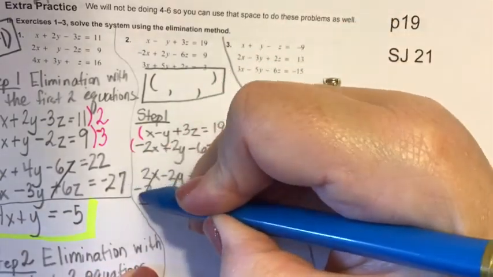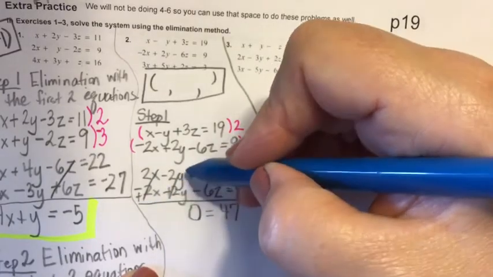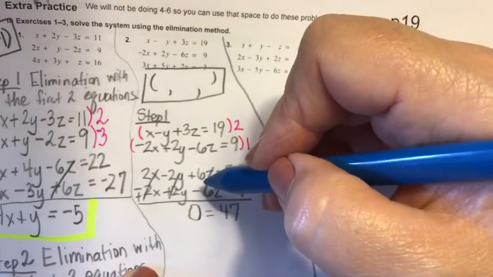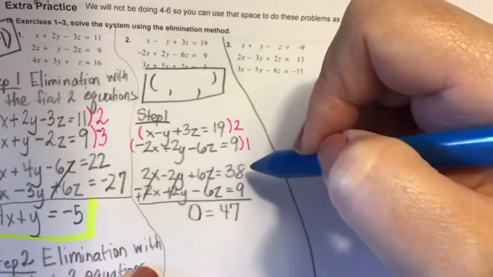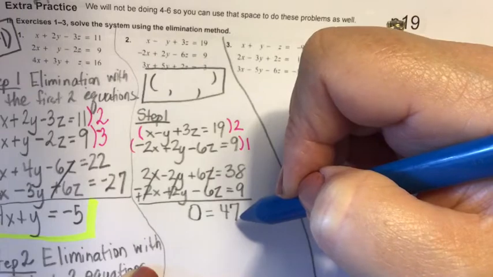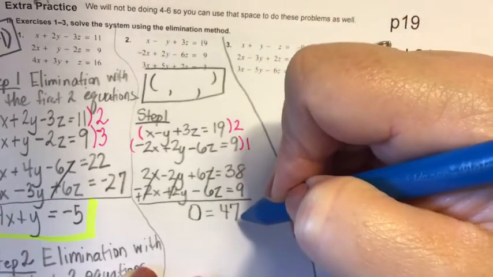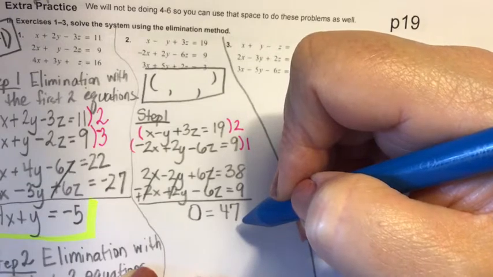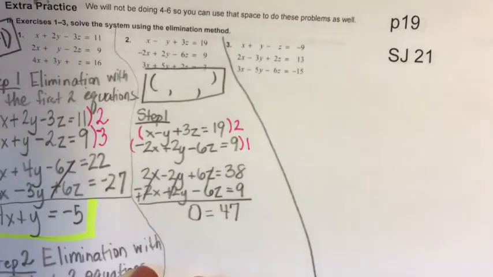2x plus -2x. That's 0. -2y plus 2y. That's also 0. 6z plus -6z. That's also 0. So on the left-hand side of this equal sign, I have 0. On the right-hand side, 38 plus 9 is 47. Since I do not have a variable, I have one of 2 choices for answers. I'm either going to have no solution, which means the lines do not intersect, or infinitely many solutions, which means all 3 lines are on top of one another.